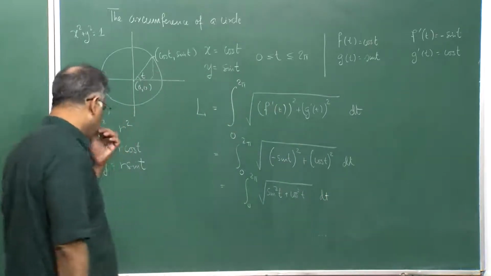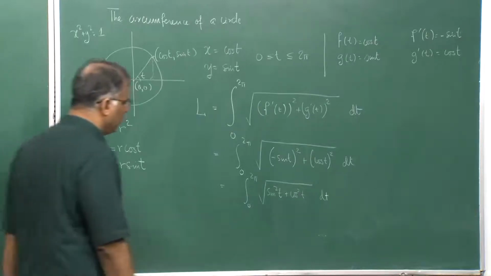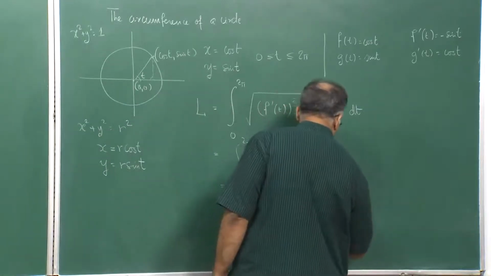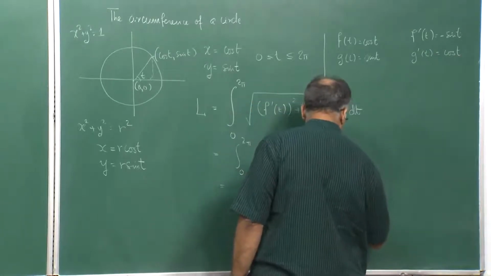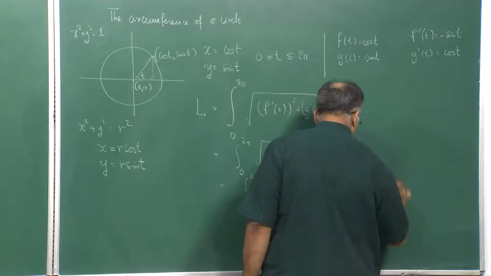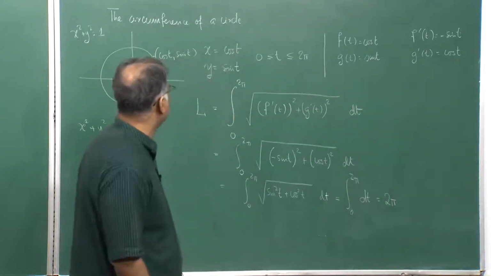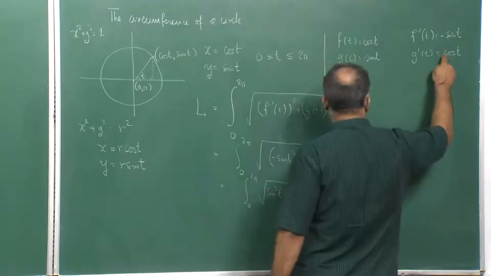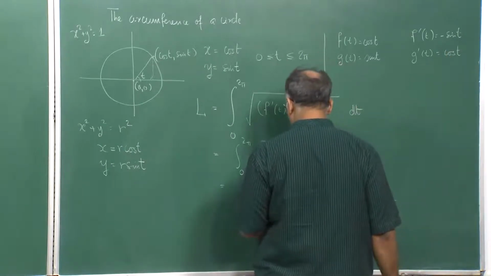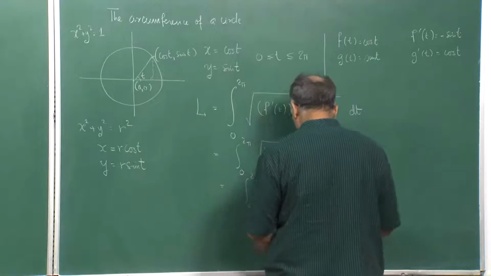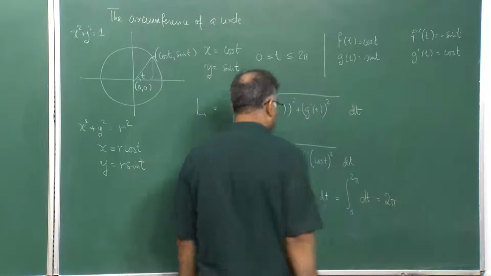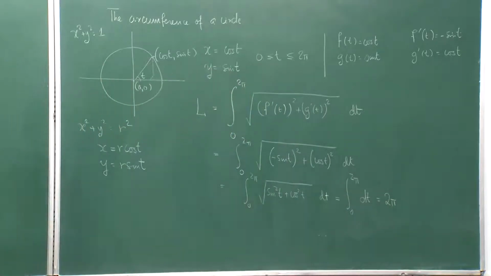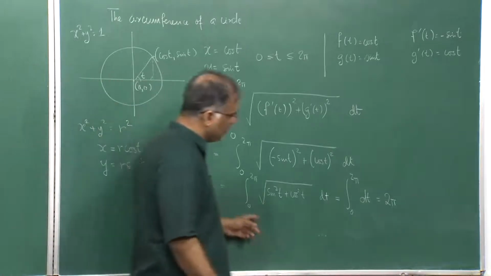Sin square t plus cos square t is 1 and the root of 1 is 1. So, this is equal to the integral from 0 to 2 pi of dt, which is finally 2 pi. Now, if there was an r here, that r would remain, it will come here and this will become r square into sin square t plus cos square t. So, root over r square will just give you r. So, it will become r into 2 pi, so 2 pi r, the formula which you are so familiar with. So, when the radius is 1, the length is nothing but 2 pi.